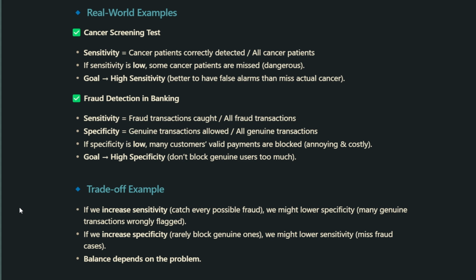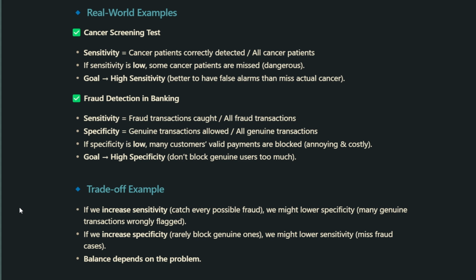Example 2, fraud detection in banking. Here, sensitivity means fraud transactions caught divided by all fraud transactions. Specificity means genuine transactions allowed divided by all genuine transactions. If specificity is low, lots of genuine customers will have their valid payments blocked.